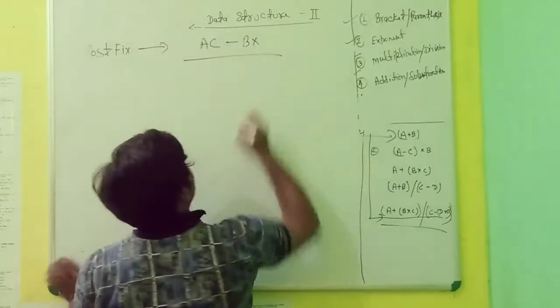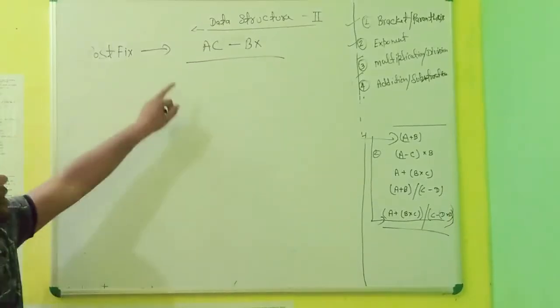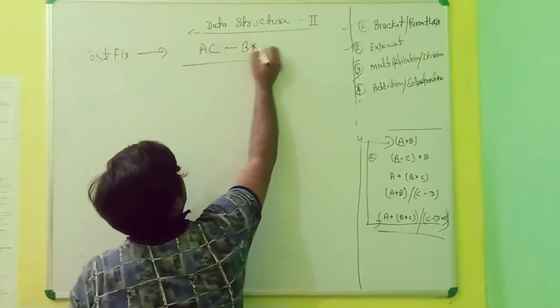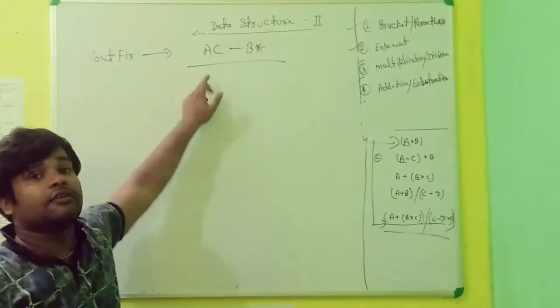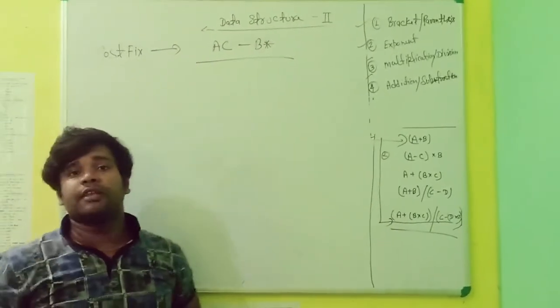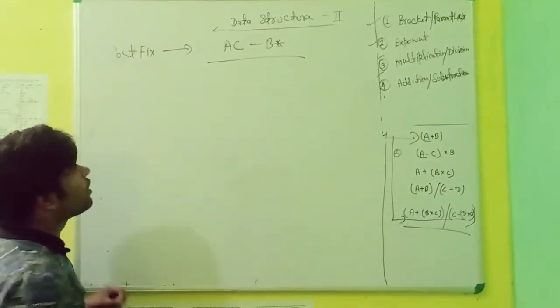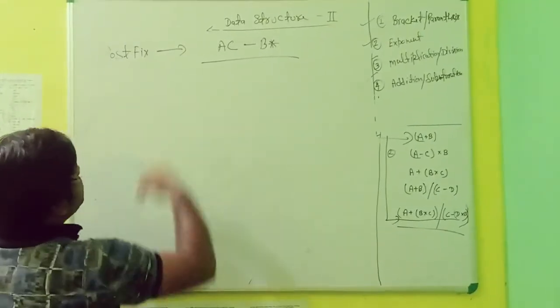Suppose this is the postfix expression, AC minus B into symbol is there. Now we have to convert this as a normal mathematical expression. That means infix expression. I want the conversion in infix expression. So for that, what is the procedure? First of all, we will start from here.